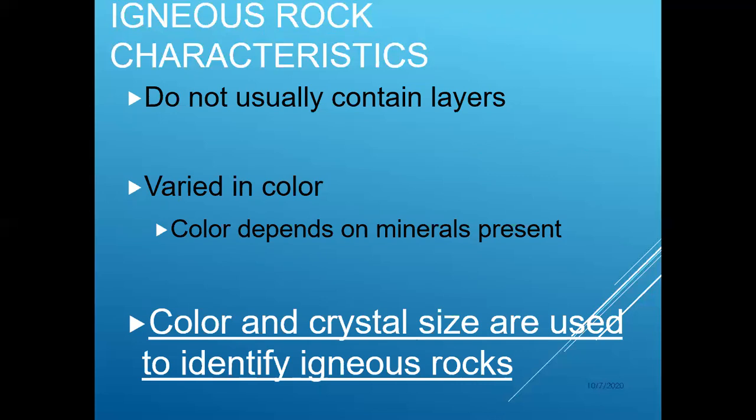And just a few notes about igneous rocks. Obviously, they don't contain layers. That's a different type of rock we'll go over later in the semester. But igneous rocks are not going to contain visual layers per se. Like it won't look like a tricolor cake, if you will. They are varied in color, and color will actually help you diagnose these igneous rocks more so than it did with the minerals. And color and crystal size are going to be your two main things.